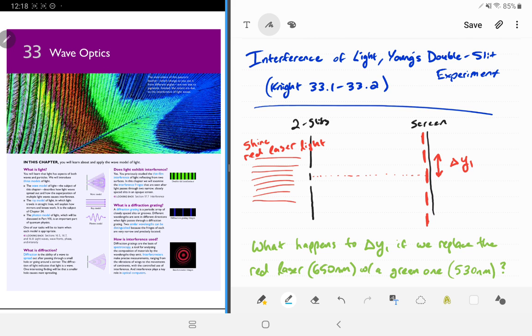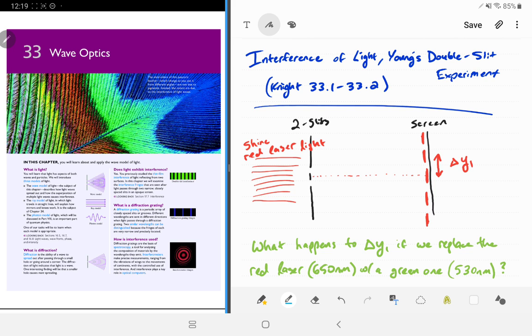one of the most striking properties of waves is interference. If you have interference, you definitely know you have some wave-like property. Right? Particles don't interfere in the same way that waves do. And so there's an experiment where the wave-like nature of light really hits you in the face. And that's called Young's double slit experiment. And that's what we're exploring in this video.